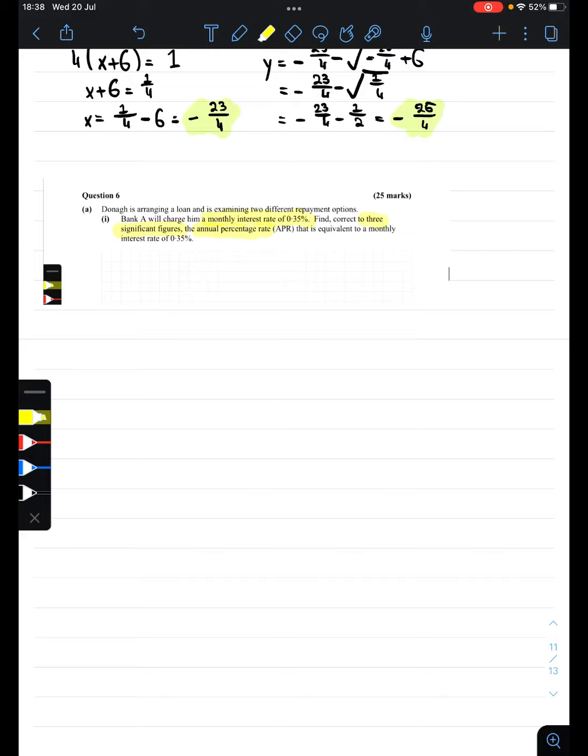So what are they giving us? Our interest I is 0.35%, and we know that as a decimal this is 0.0035. Always just move the decimal place 2 to the left.